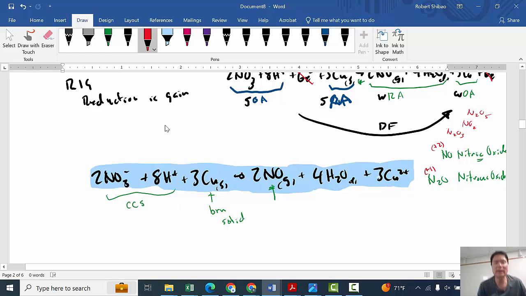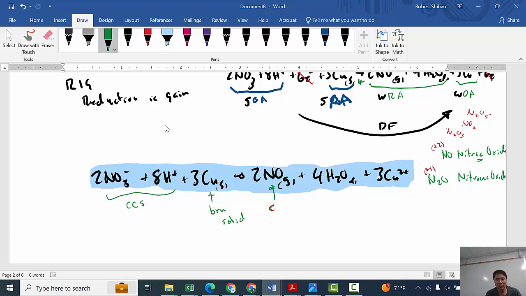So nitric oxide, NO, is actually a CCG. Clear colorless gas. Water is a clear colorless liquid unless there's stuff inside the water. Like, for example, copper 2. If there's copper 2, do you know what color the water turns? Blue. You might have seen it, or it might have been too faint to see yesterday, but it should be blue.